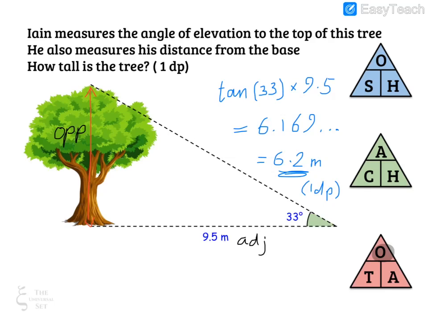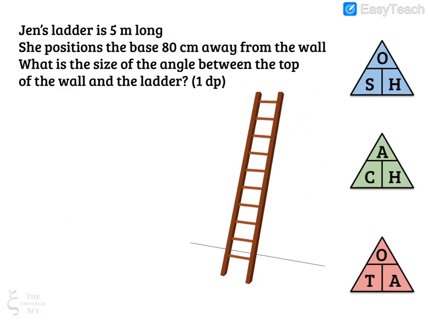Okay, we'll look at another. Jem's ladder is 5 metres long. She positions the base 80 centimetres away from the wall. What is the size of the angle between the top of the wall and the ladder?